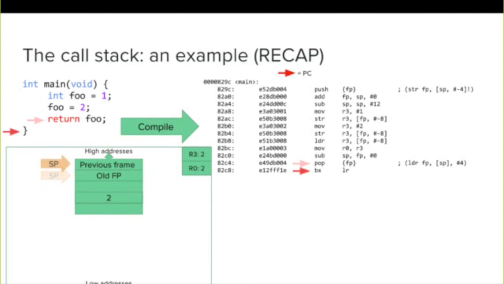Finally, we BX LR. This is branch unconditional to link register. And the link register is a special register in the ARM calling convention, which basically stores the return address for a function call. And so we're basically going back to where we came from, and we're all done.